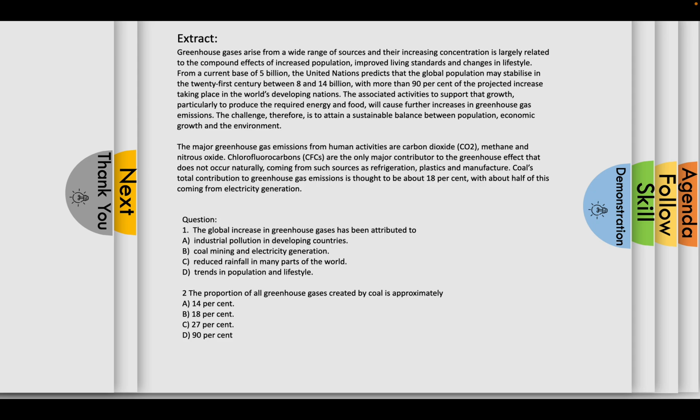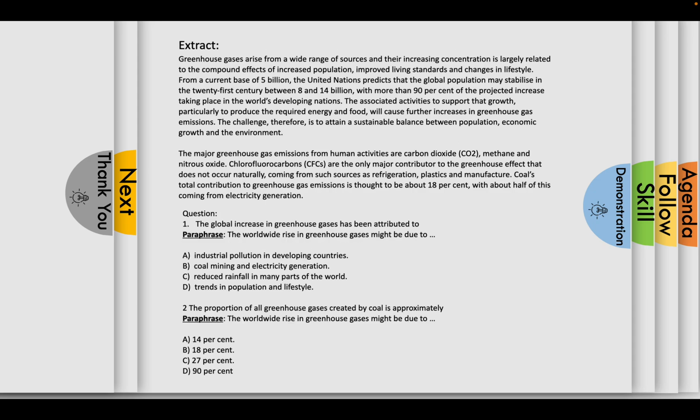Again, I would recommend you to pause the video here and try to rephrase the question, because what is our next step? Step 2 is we have to try to rephrase this question. So try to do it. Okay, pause the video, but I will continue. That's how I recommend students to paraphrase the question. The paraphrase of the first question would be, the worldwide rise in greenhouse gases might be due to. So here we are thinking about the reasons.